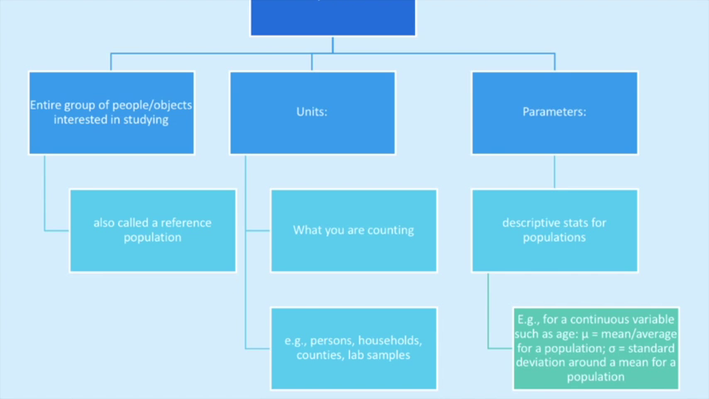Then populations are described by parameters. So these are descriptive statistics for populations. For a continuous variable such as age, the mean and average for a population and the standard deviation around a mean for the population are categorized by these two Greek symbols. So they look a little different than what you'll see when we're using samples, which is the majority of the time.